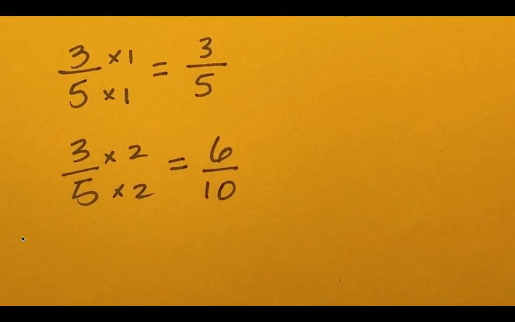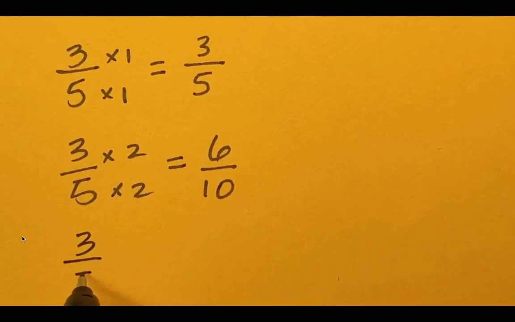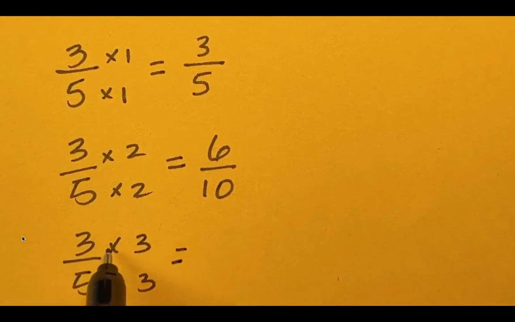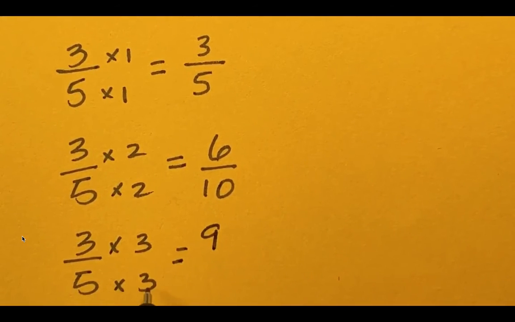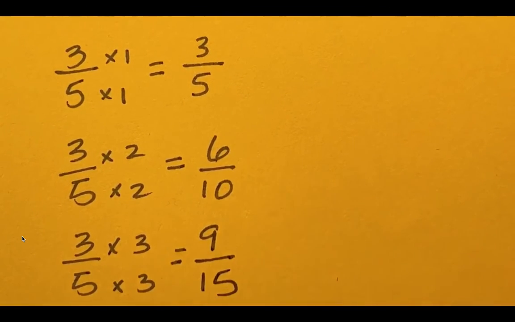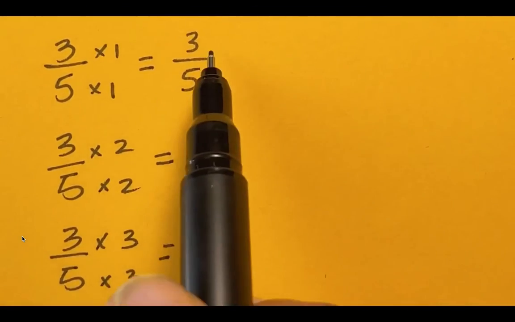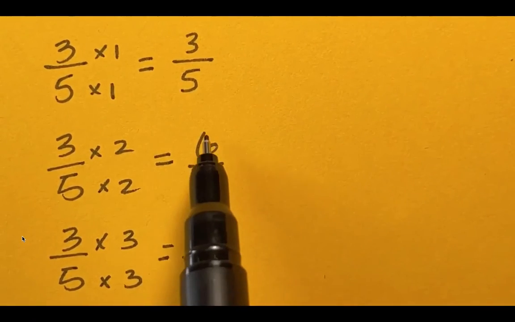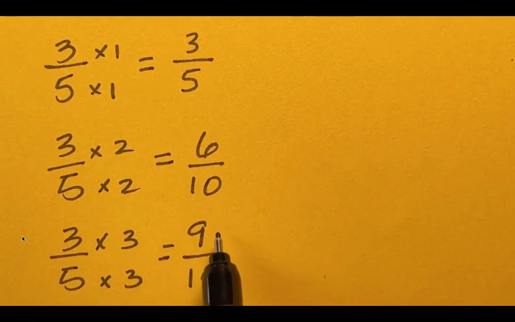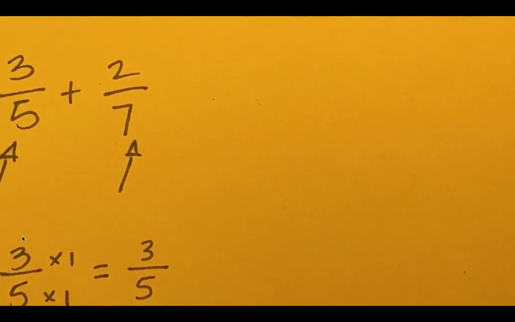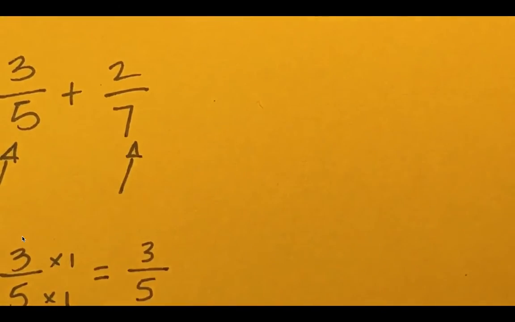Now we're going to do the same fraction, 3 over 5, but this time multiply the numerator and denominator by 3. This will give us 3 times 3 is 9 and 5 times 3 is 15. So take a moment right now to note that 3/5 and 6/10 and 9/15 are equivalent. They represent the same amount of whatever it is that you're talking about.